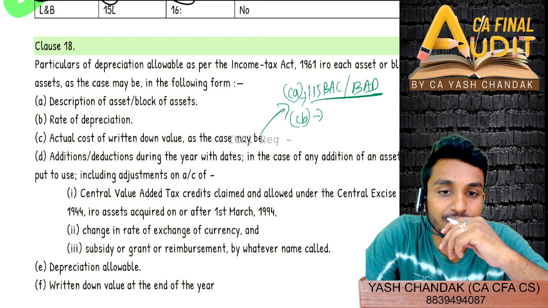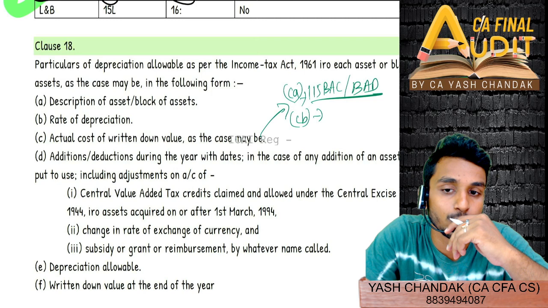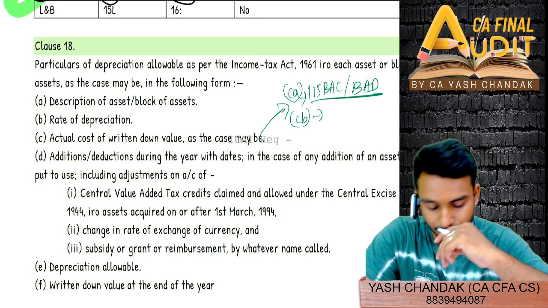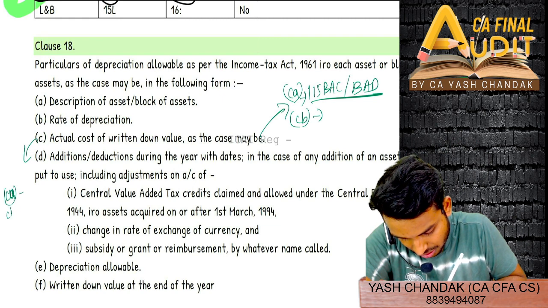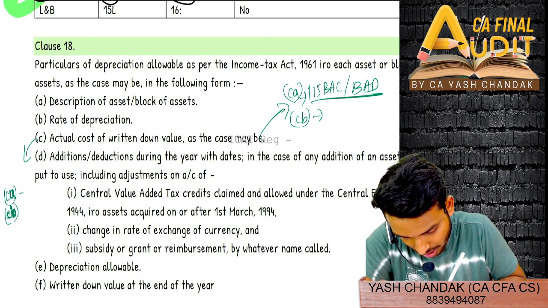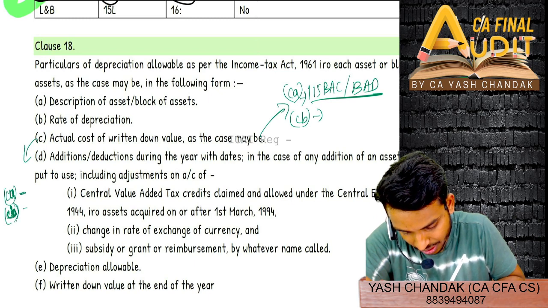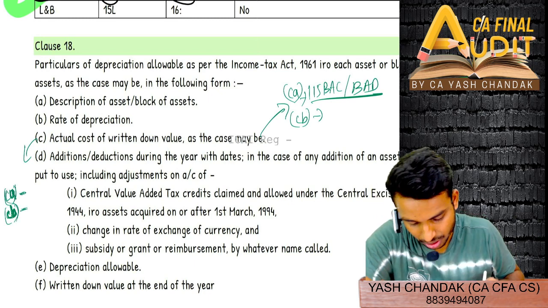Adjustment made to WDV of intangible asset due to excluding value of goodwill of a business or profession. So you can include both points, CA and CB. After C, there is one more point, CA and CB. This must be included later on; I might have missed it. So CA and CB, these are the 2 points.